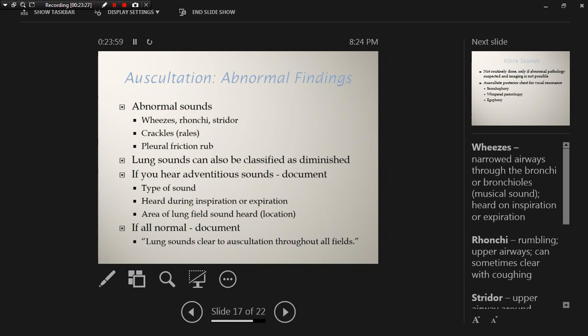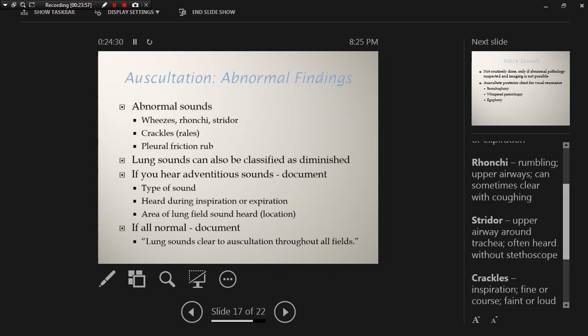Stridor, upper airway around the laryngeal area. You've got laryngeal edema, somebody who comes in with maybe an allergic reaction, anaphylaxis. I think children can come in with other upper airway narrowing, stridor. You can actually hear this without the stethoscope as well. Sometimes you can hear it from the door. It's a medical emergency. Remember, airway, breathing, circulation.